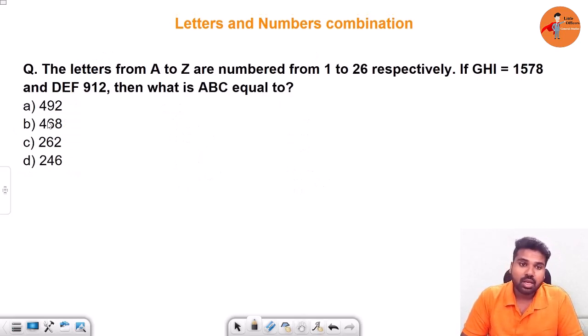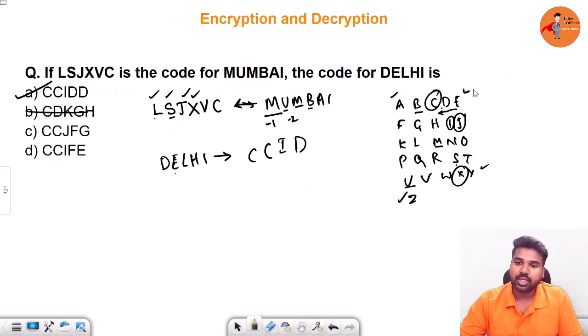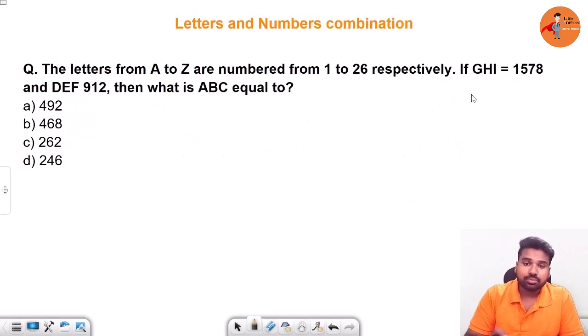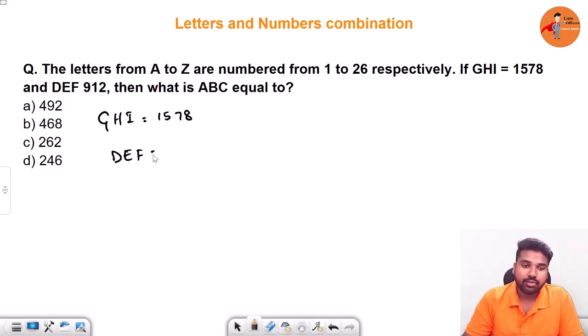Then comes letters and numbers combination पे ही look at the second type of question that has been asked. The letters from A to Z are numbered from 1 to 26. मतलब same, ये वाला जो pattern हमने follow किया था same. Now, if GHI is 1578 and DEF is 912, what is ABC? That's been asked. We need to find what is the relation of these letters and the numbers associated with them.